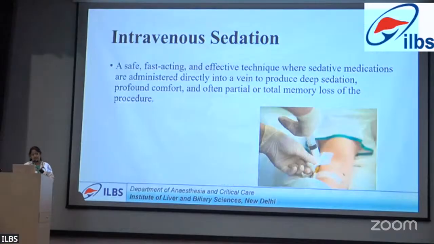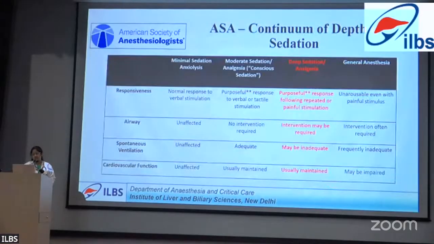Another technique is intravenous sedation, which is a safe, fast-acting, effective technique where the medication is introduced directly into the vein, and it is with profound comfort with partial or total memory loss. It is given according to the depth of anesthesia which is needed, which ranges from minimal sedation, moderate sedation, deep sedation, and general anesthesia. So it depends upon the responsiveness, airway, spontaneous ventilation, and cardiovascular function. For endoscopic procedures, we usually require moderate to deep sedation, where the patient can have purposive movement with painful stimuli. Airway intervention may or may not be required. Spontaneous ventilation may be inadequate, and cardiovascular function is usually maintained.